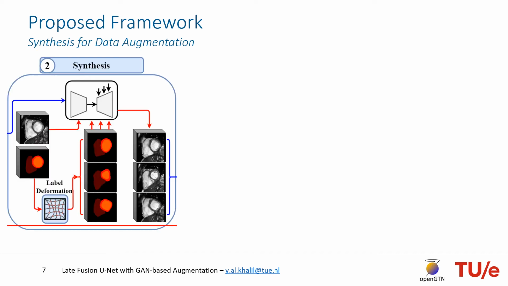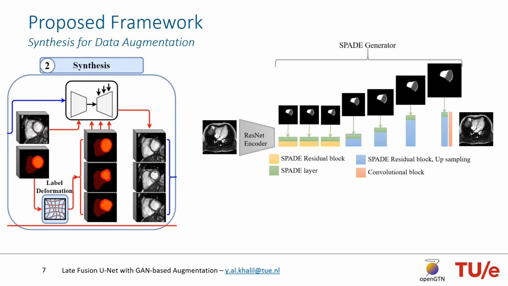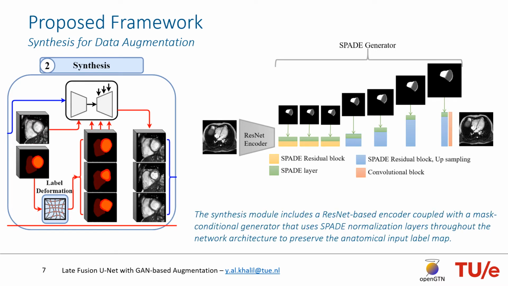The training data for long-axis and short-axis segmentation networks is further boosted using the image synthesis module. The synthesis module includes a ResNet-based encoder coupled with a mask-conditional generator that uses SPADE normalization layers throughout the network architecture to preserve the anatomical input label map. The ResNet encoder is designed to extract style information of the input image and provide it to the SPADE generator that preserves the content of the input label map.